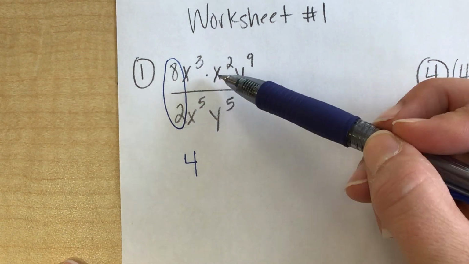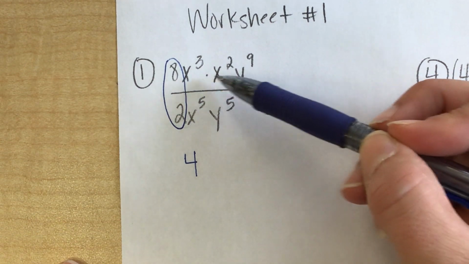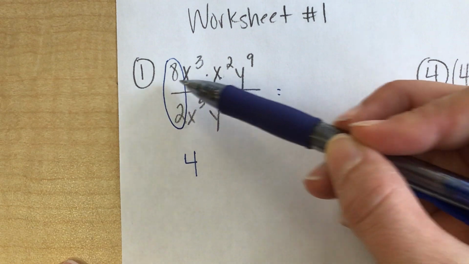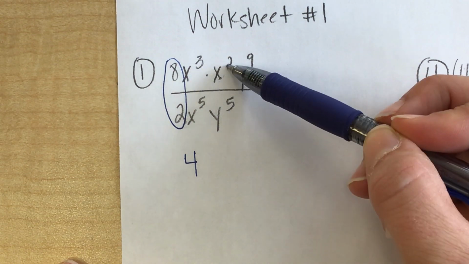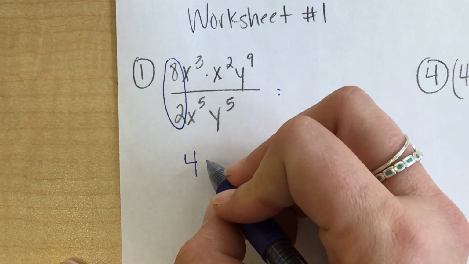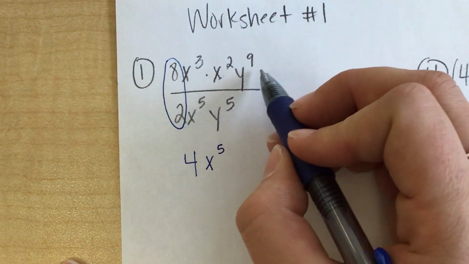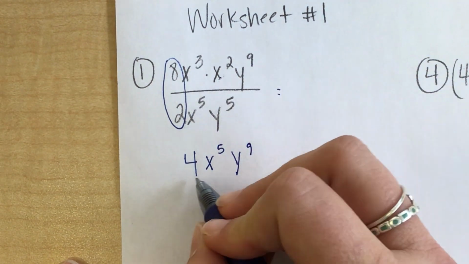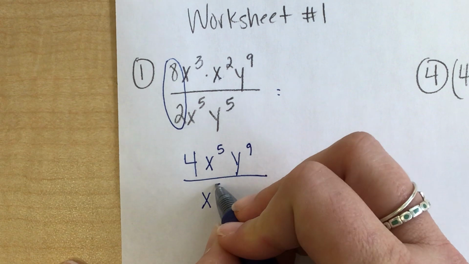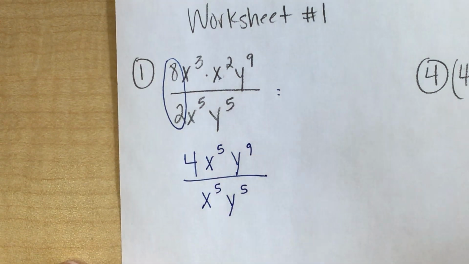All right, next I look at just the top. I notice that I have an x here and an x here. So when we're multiplying and they both have the same base, they both have x, then we add our exponents. So now we have x to the 5th. There's no other y up top, so y to the 9th. And on the bottom we have x to the 5th, y to the 5th.